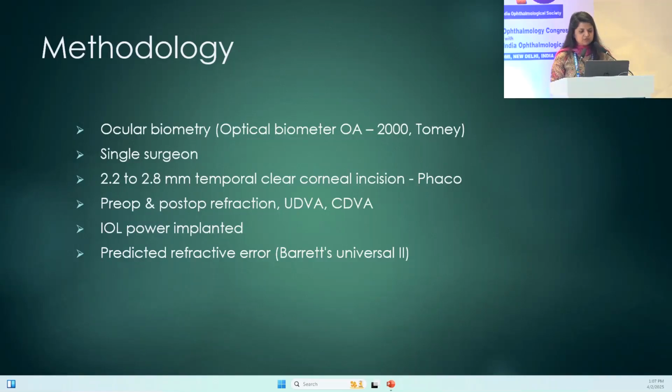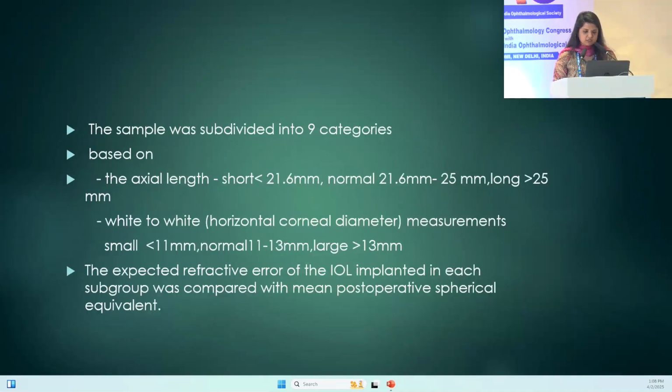Ocular biometry was performed using optical biometer OA2000 by Tomey, and surgeries were performed by a single surgeon with a temporal 2.2 to 2.8 mm clear corneal incision by phacoemulsification. Preoperative and postoperative refraction, uncorrected distance visual acuity, corrected distance visual acuity, the IOL power implanted, and predicted refractive error using the Barrett Universal 2 formula were recorded.